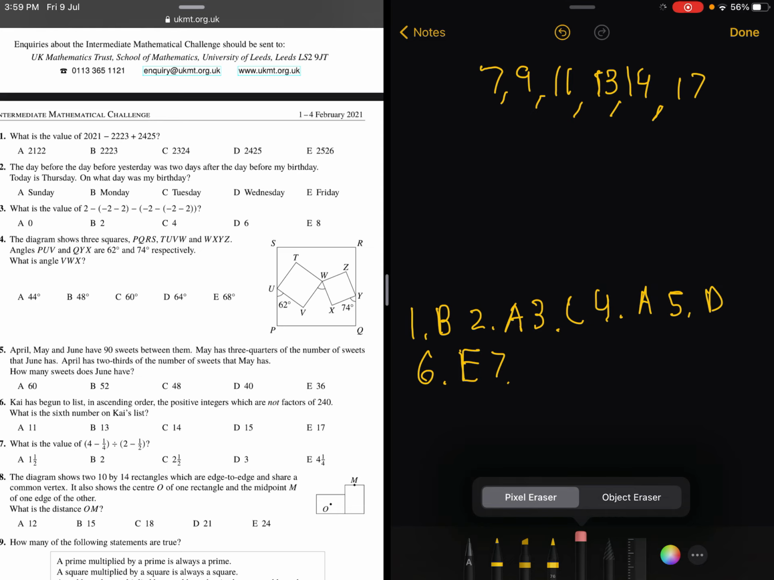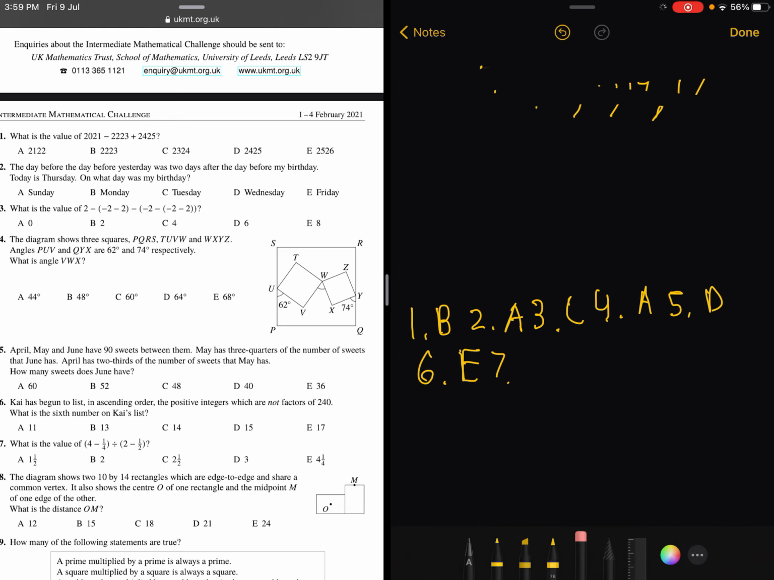Question number 7 is a very simple question. If you do realize that you cannot leave 4 minus a quarter in a mixed fraction, you have to leave it as an improper fraction, and 2 minus a half has to also be left as an improper fraction. This is equal to 15 over 4 times 2 over 3, which is equal to 5 times 2 over 4, which is 5 over 2, which is 2.5, which is option C. Question 8.